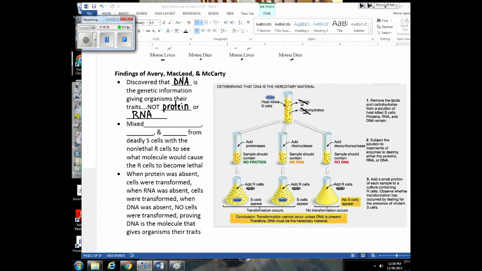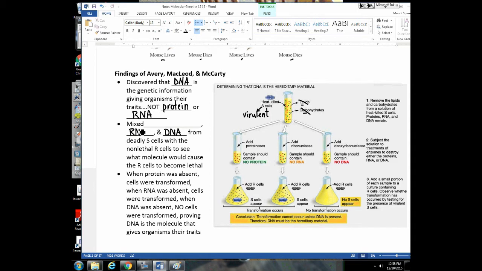So here's what they did: they heat killed these S cells. And remember, these S cells are deadly, or virulent, which means deadly. And they took out the DNA, RNA and proteins from these deadly cells. And then they mixed them with these non-lethal R bacteria cells to see which of these molecules would cause these R cells to become lethal. So in this mixture, they had the DNA, they had RNA, and they had proteins.